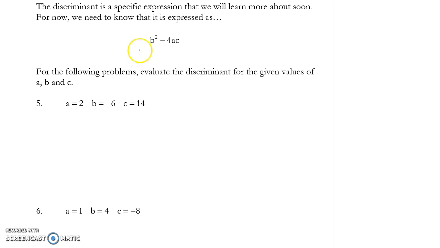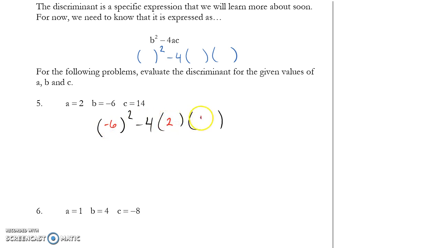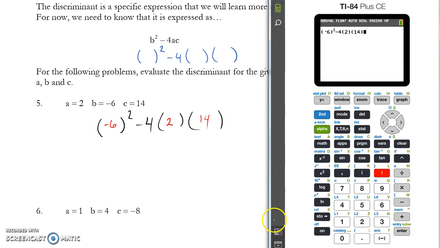The key when I'm putting this in my calculator is that I can put it straight in as long as I put parentheses around everything I'm substituting. So, for example, if I know a is 2, b is -6, and c is 14, I automatically use b squared minus 4ac and substitute into those parentheses. B is -6, a is 2, c is 14. So that's exactly what I'm typing in, including all of the parentheses and negatives and everything.